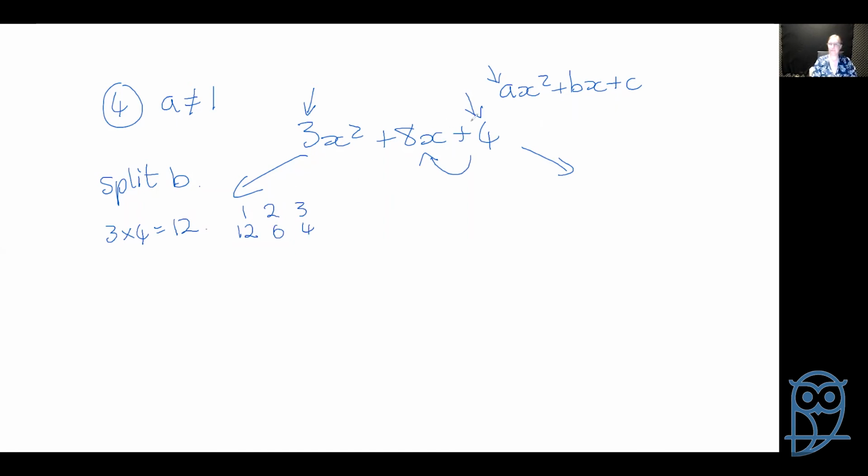Okay, this is a plus. So we know in our brackets, we're going to have either a plus and a plus or a minus and a minus. So we look at this one. This is a plus, so we know we're going to have a plus and a plus. And since that is a plus, we know we need to add our factors. So 3 and 4 gives us 7, 2 and 6 gives us 8. So that's the one that we're going to be using.